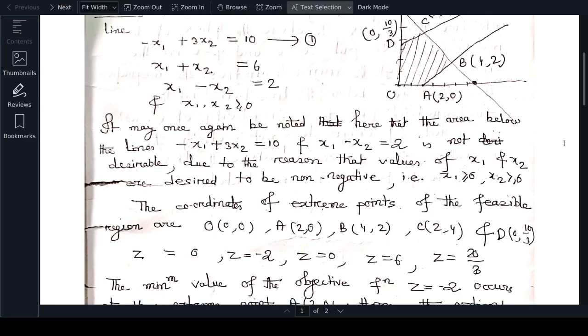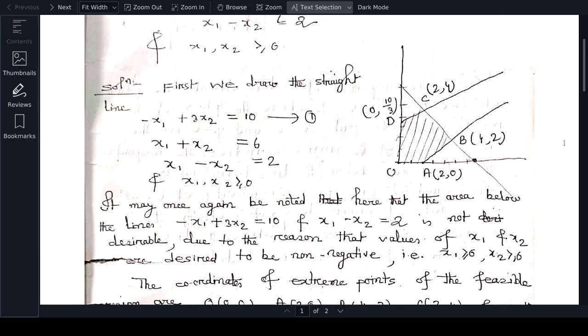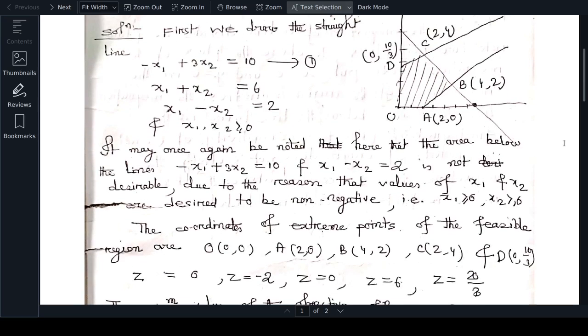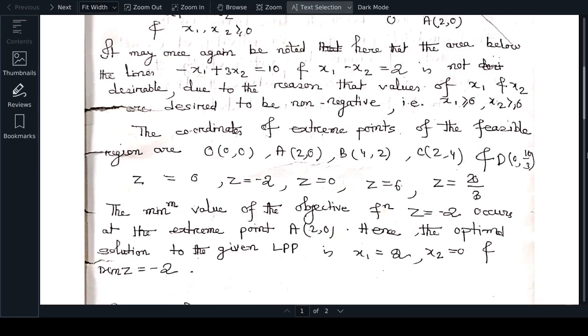Because it was a minimization problem. Good. So we consider z equal to -2. Here our minimized z will be -2. At which point does this give us -2?